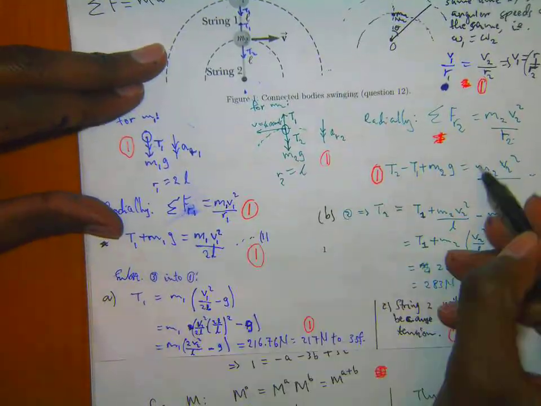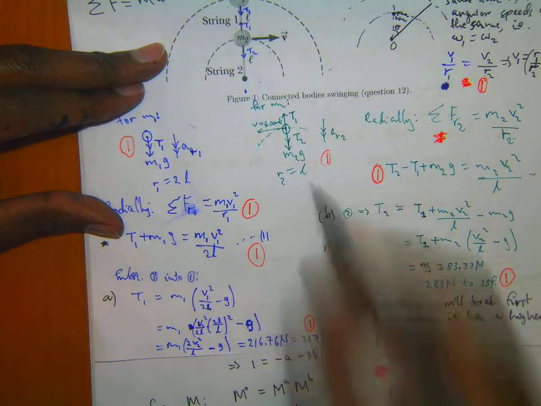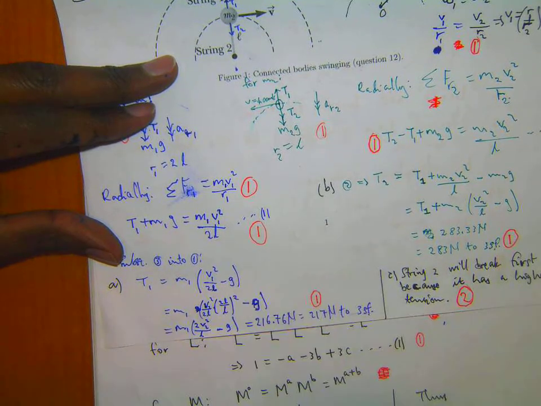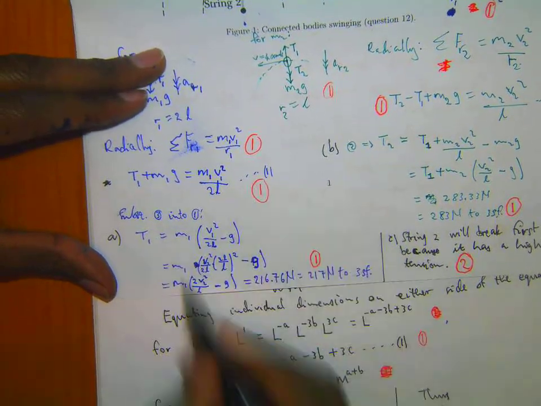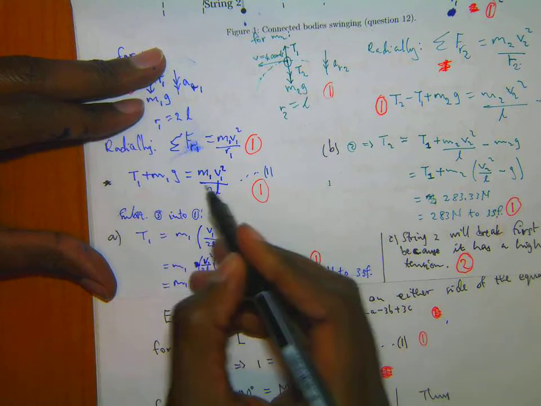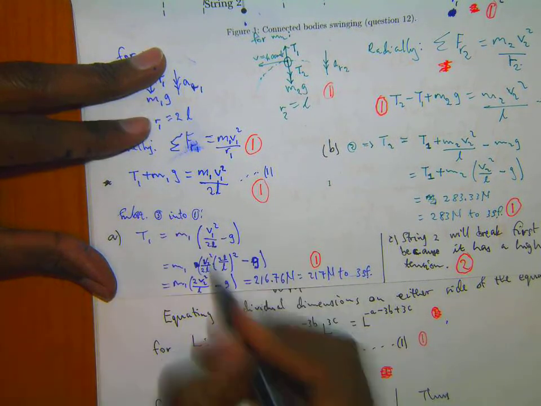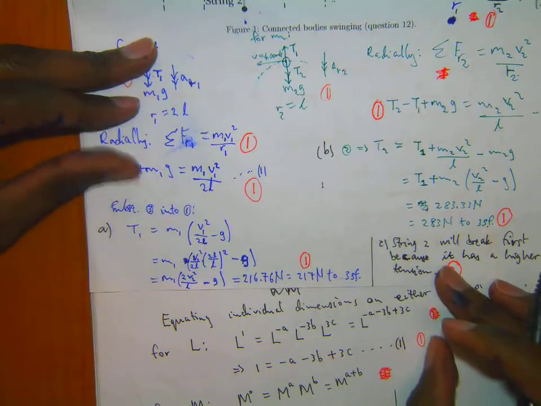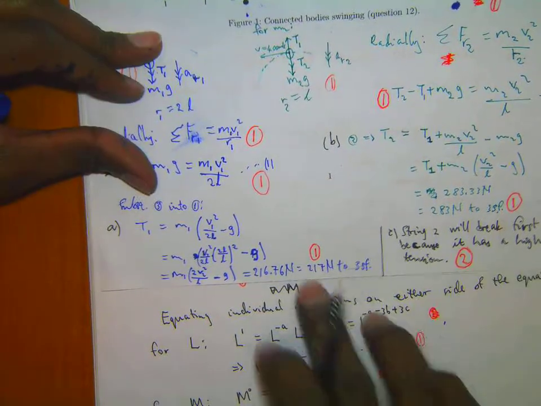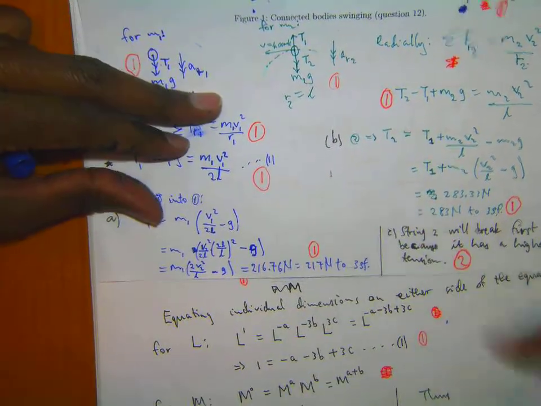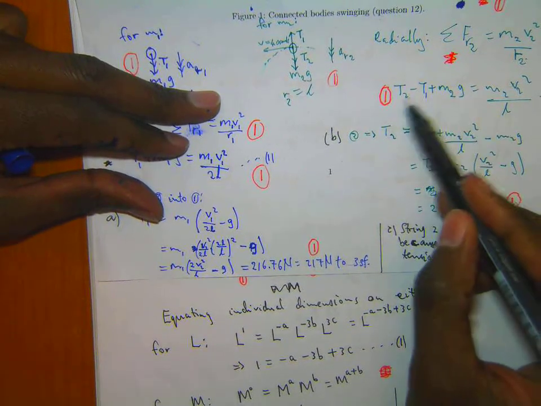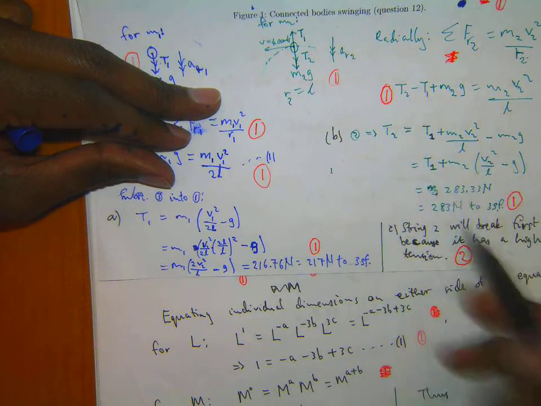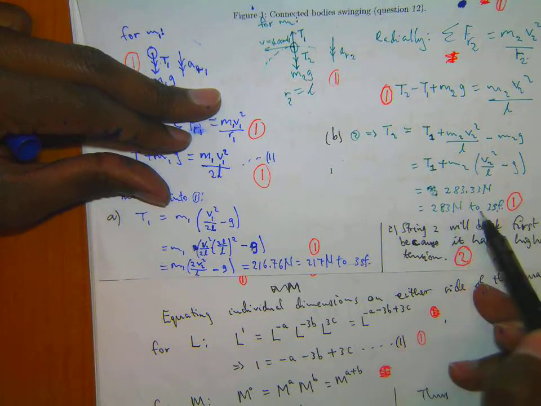So from that, R2 is L. You put that where you have your R1 and where you have your R2. From this equation, you can find T1 by making it the subject. The tension in string 1 is 217 Newtons to 3 significant figures. Then you solve the other equation. You already know what T1 is, so you put it in, making T2 the subject, and you get 283 Newtons.